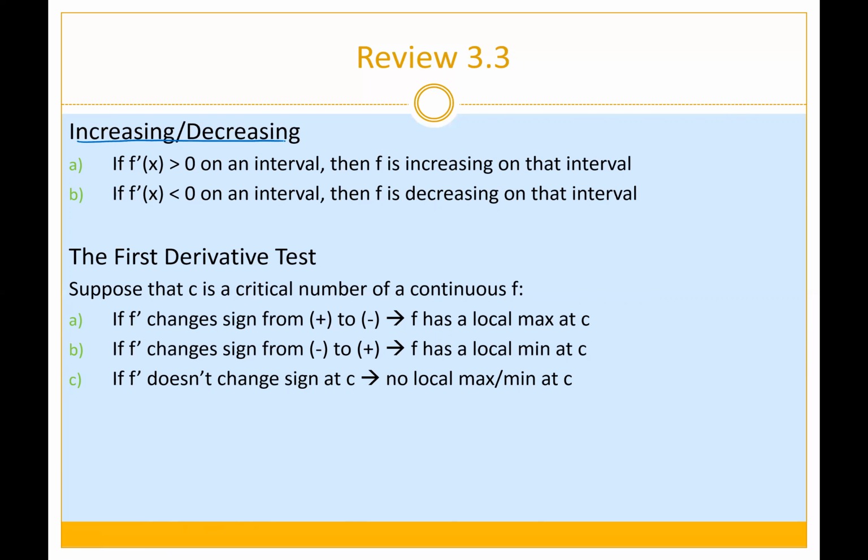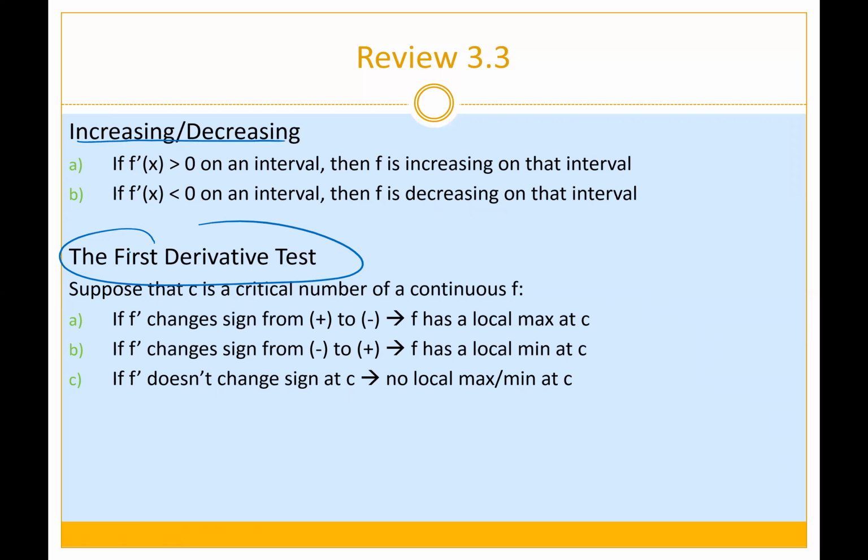Definition-wise, if f prime of x is bigger than 0 on an interval, then you say the function is increasing on that interval, and vice versa for decreasing. Then we have a very important concept, the first derivative test. Suppose c is a critical number of a continuous f. Remember, last week we found these by setting either f prime of x equal to 0 or f prime of x does not exist, depending on the type of solutions.